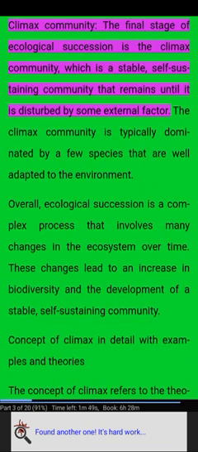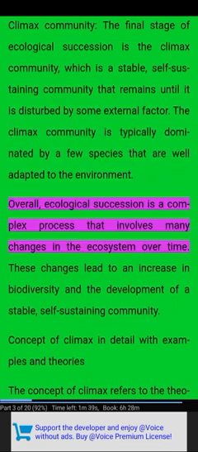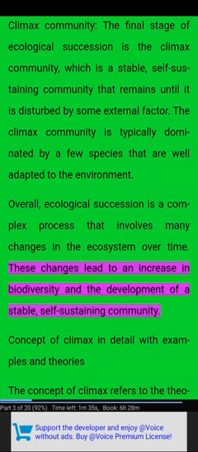Climax community. The final stage of ecological succession is the climax community, which is a stable, self-sustaining community that remains until it is disturbed by some external factor. The climax community is typically dominated by a few species that are well adapted to the environment. Overall, ecological succession is a complex process that involves many changes in the ecosystem over time. These changes lead to an increase in biodiversity and the development of a stable, self-sustaining community.